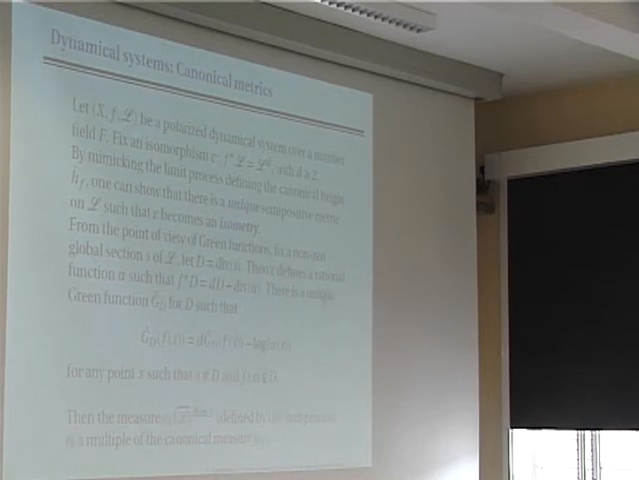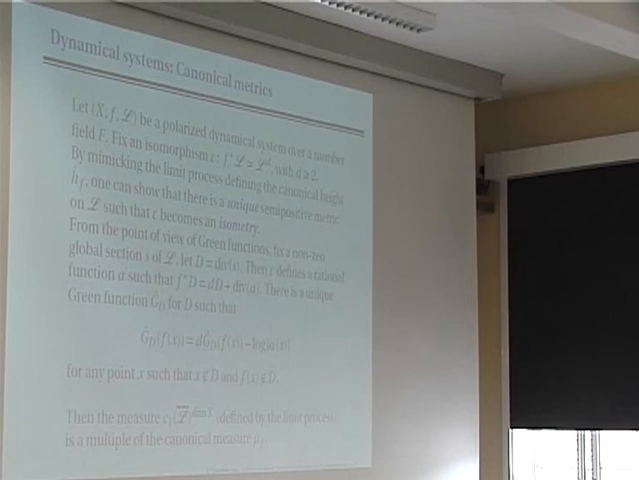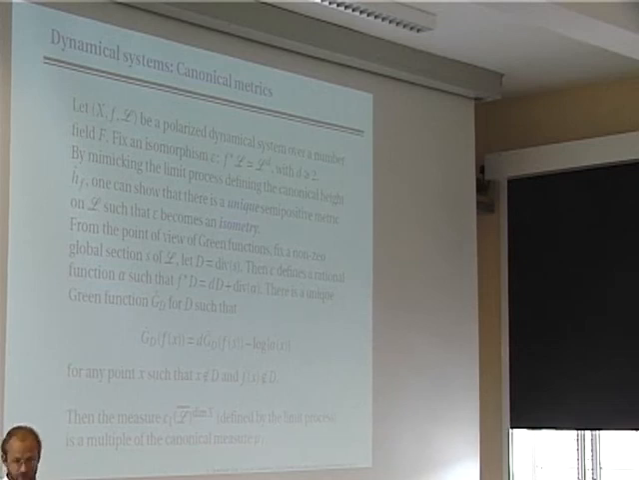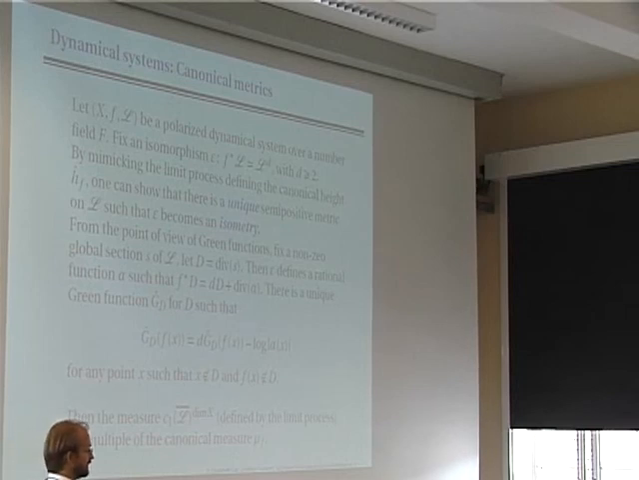And from the point of view of Green functions, you can also see what happens. You take a divisor D corresponding to a global section S of L. Then if you look at what the isomorphism epsilon does, it gives you a linear equivalence between the divisor f upper star D and the multiple d times D. So it gives you a rational function, well-defined, alpha, such that f upper star D equals dD plus div alpha.